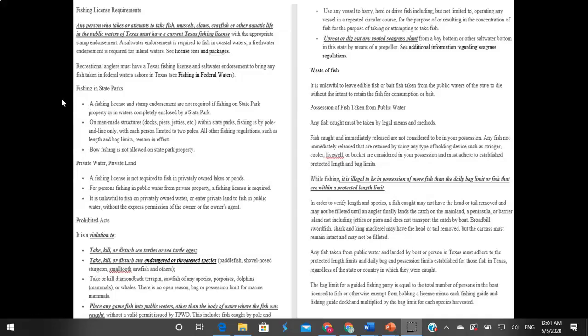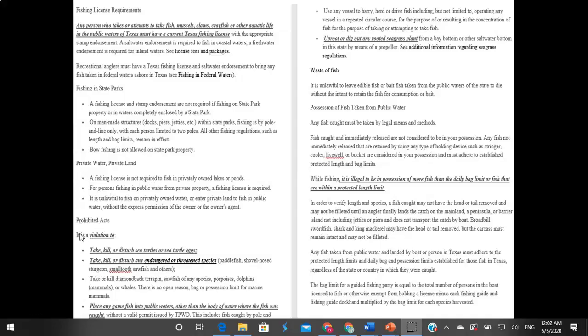A fishing license and stamp endorsement are not required when fishing on state park property or in waters completely enclosed by a state park. The other thing is private water and private land. There are a couple of different things. If it's your own private water and you have permission from the landowners, you can fish as many fish as you'd like. But you can't unlawfully go into someone's property and fish their private water.